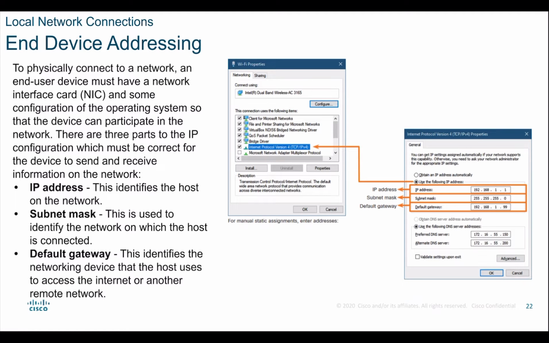So again, just remember IP address, subnet mask, default gateway. Those are three of the four pieces that you need to connect to the network. But then there's a fourth that we're going to talk about in DNS that you need for being able to type in something like google.com, and then how do you actually get there?